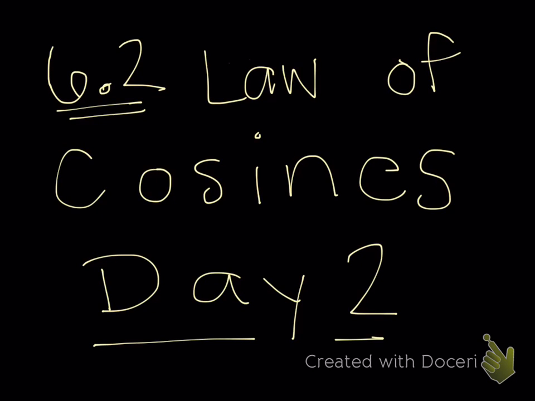Today we're doing 6.2 Law of Cosines, day 2. So yesterday we dealt with side angle side type triangles. Today we're going to focus on side side side triangles. So the process is a little different than yesterday. So this is if we're solving a side side side triangle.